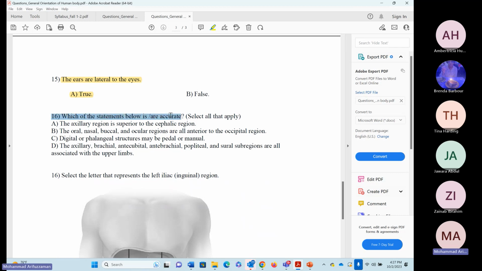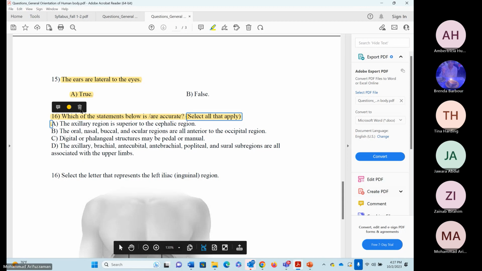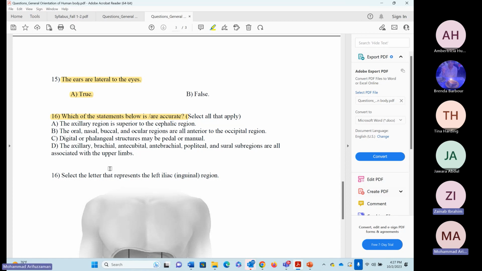Which of the statements below is accurate? Select all that apply. The axillary region is superior to the cephalic region. Is it C? Yes, C and B are accurate too. C is correct and B is correct. Now let's explain first why A is incorrect.